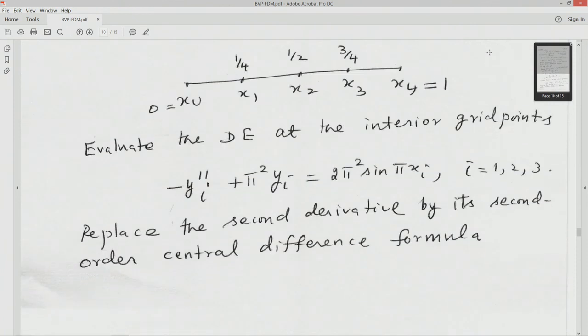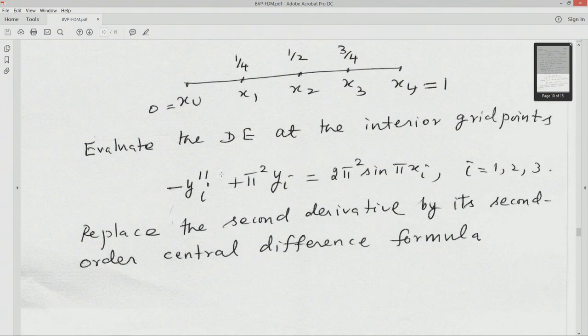We will have to evaluate the differential equation at each of the interior points, namely x 1, x 2, x 3. So, it is minus y double prime at i plus pi square y at i, that is equal to 2 pi square into sin pi x i for i is equal to 1, 2, 3. What is the next step? We should replace the derivatives that appear in the differential equation by appropriate finite difference scheme.